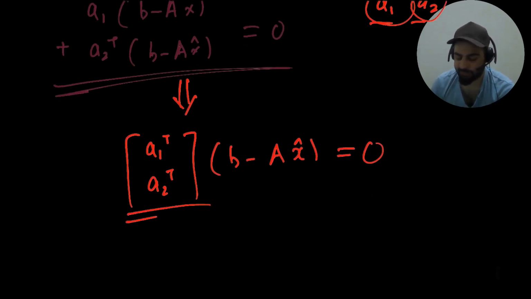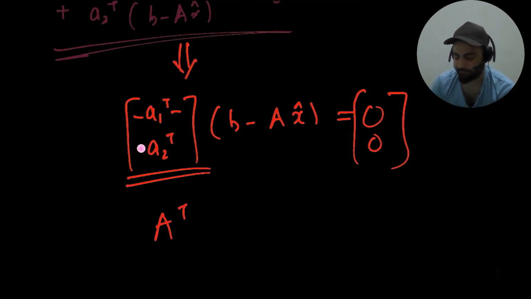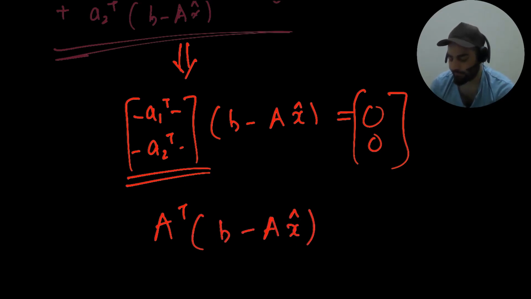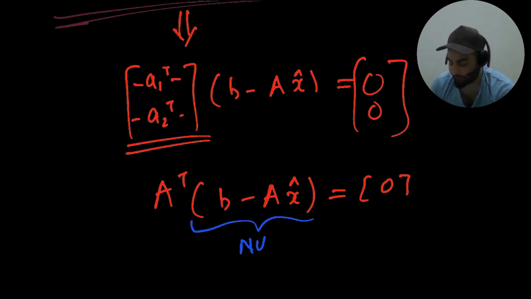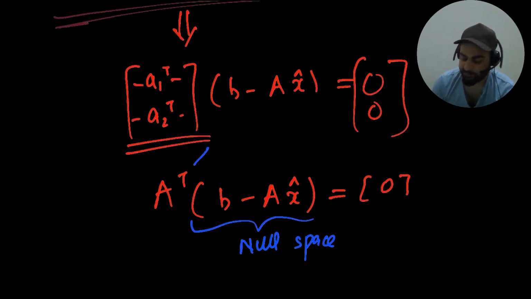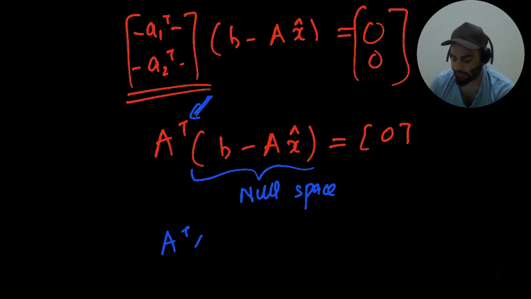Now this can be represented by the whole A transpose. So this will be 0 0 basically. Now I'll write this as A transpose, which is basically a matrix, and B minus AX bar is equal to 0 0. Let's just write 0. So now you know that this belongs to the null space of A transpose, because if A transpose times X is equal to 0, that means the vector X belongs to the null space of A transpose. So this B minus AX belongs to the null space of A transpose.